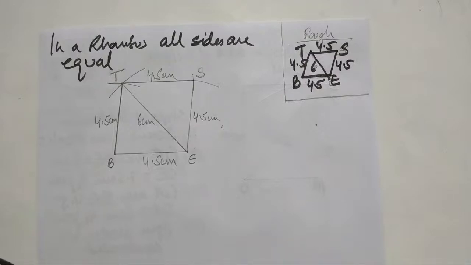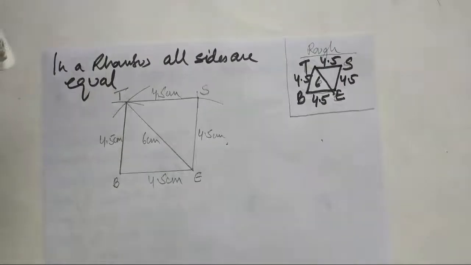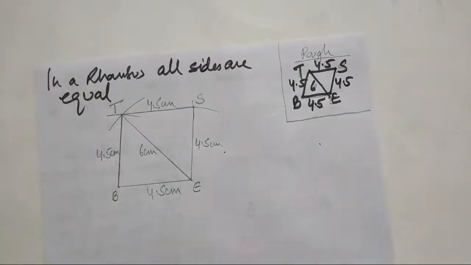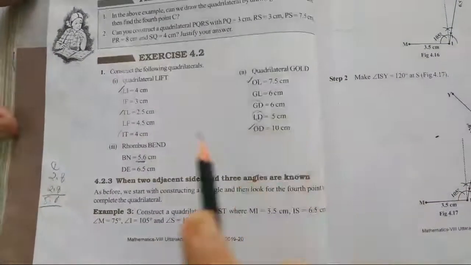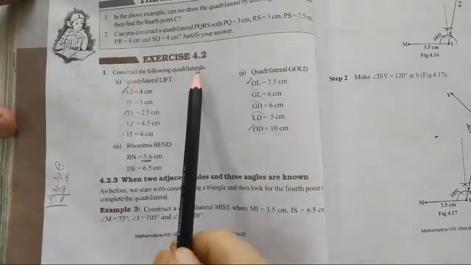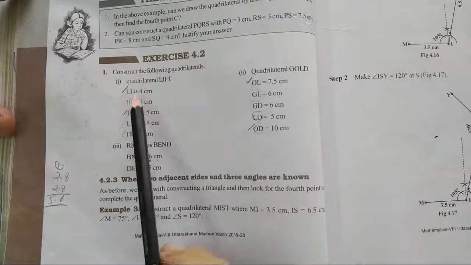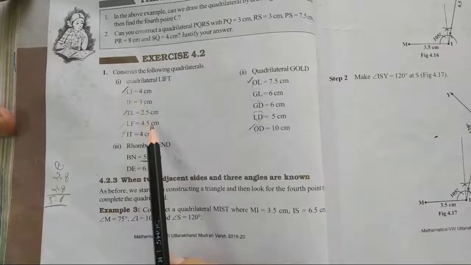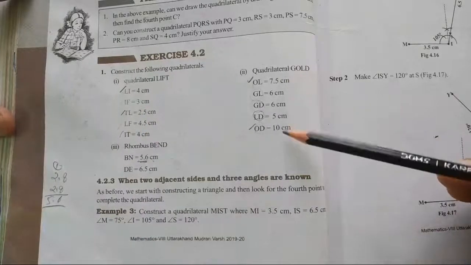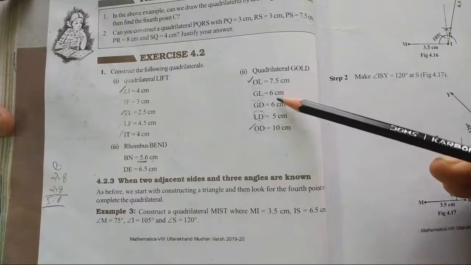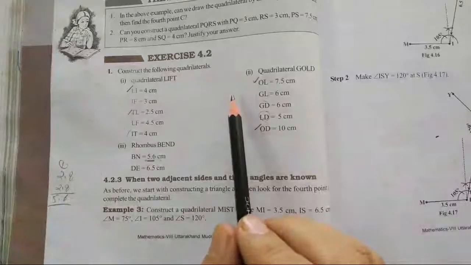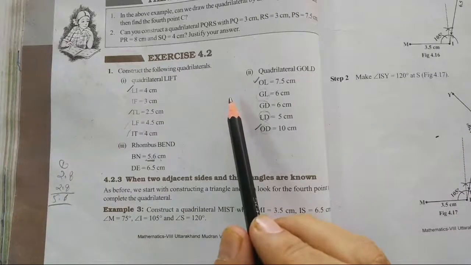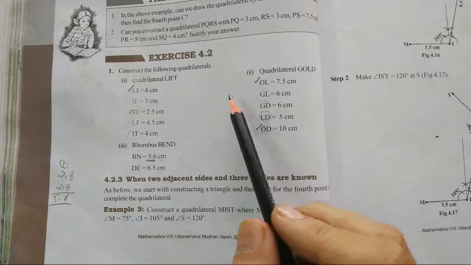Okay, so now we will move on to the next question, and the next question is from the next exercise, exercise 4.2. In this there is a quadrilateral given. Construct a quadrilateral where all the sides are given. There is a quadrilateral, the side lengths are given, and there is no angle given. These two you can follow with the help of the video link given below this video, where you will understand how to make the figure.